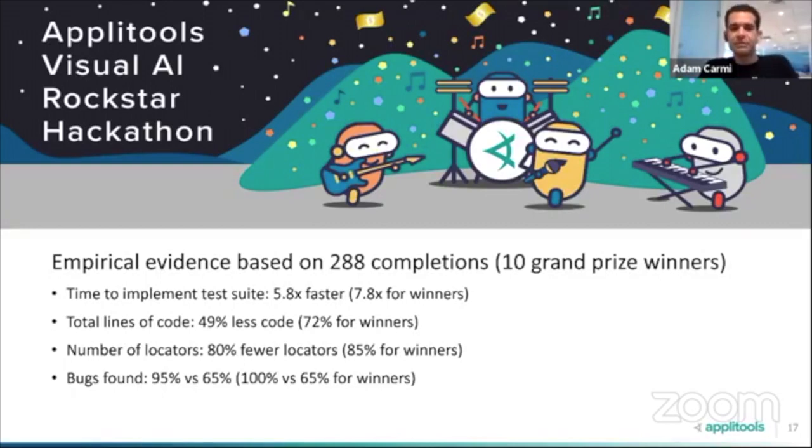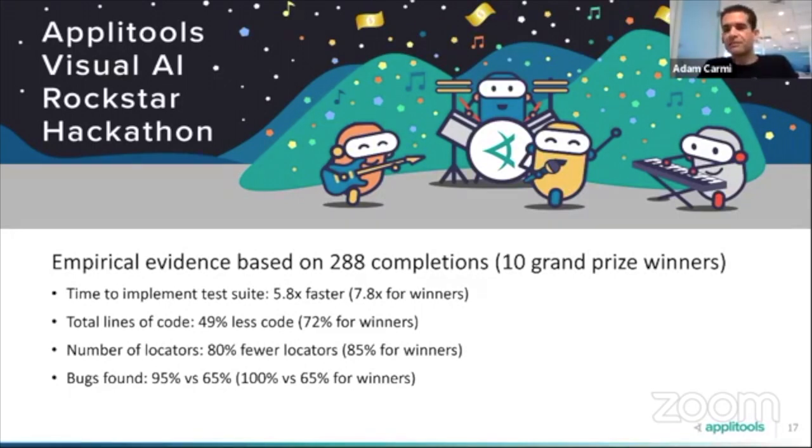First of all, the time it took the participants to complete the challenge was almost 6 times faster with visual AI. And for the 10 best participants that completed the challenge, it was almost 8 times faster. In terms of lines of code, it took them 50% of the amount of code using visual AI and 70% less code for the winners. In terms of number of locators, and we can consider that as a measure of the amount of maintenance and flakiness of the tests, it required 80% fewer locators with visual AI and 95% fewer for the winners.